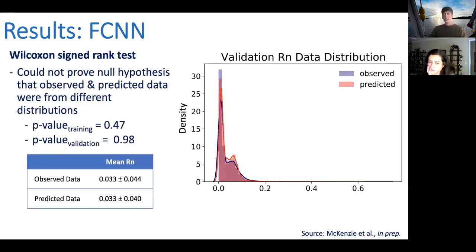To further bolster the hypothesis that the fully connected neural network model successfully models the data set, we conducted a Wilcoxon-signed rank test to compare the observed and predicted data for both the training and validation sets. The Wilcoxon-signed rank test is a non-parametric test that compares 2 distributions, similar to a student's t-test, except that it can be used for data sets that do not have a normal distribution. And at the 95% confidence level, we were unable to prove the null hypothesis that the observed and predicted data were from different data sets.